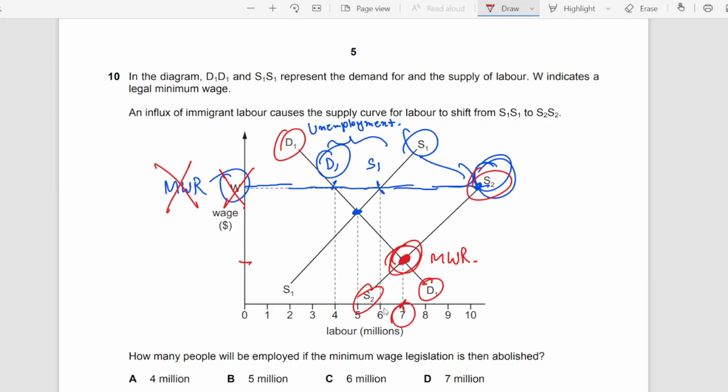Now the question is, how many people will be employed if the minimum wage legislation is abolished? So the answer is 7 million, because the new market wage rate actually shows us a certain wage. Let's call it W2, and let's call it here 7 million. So this is where the intersection is, and where the intersection is, we will be able to determine the new wage rate, the MWR, and let's call it W2, no problem. We could call it anything. And the new labor employment would be 7 million. So the answer is 7 million.